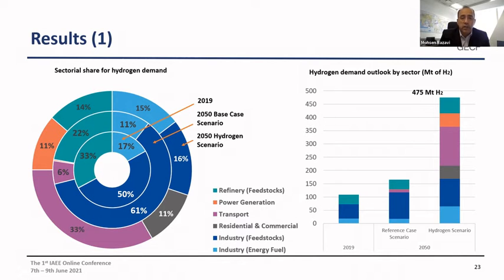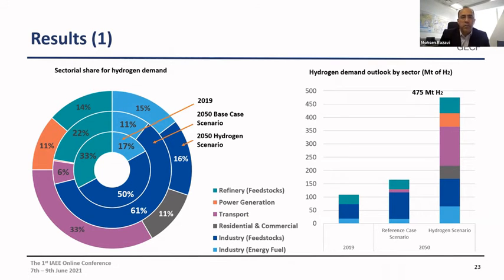But by 2050, in both the base case scenario and the hydrogen scenario, you see that in the hydrogen scenario, more than 33% of the total hydrogen produced by 2050 will be in transport. That, as I presented, is mostly in heavy long-haul transport, in the marine sector, in trains, and some in aviation, like when we produce biofuels using hydrogen. And on the right side, you see that the total production of hydrogen is forecasted to be around 500 million tons by 2050, 475.